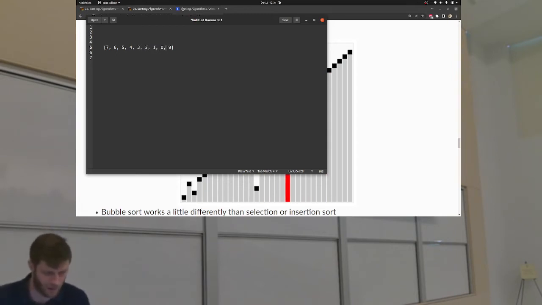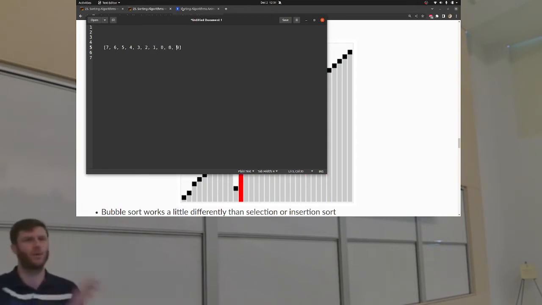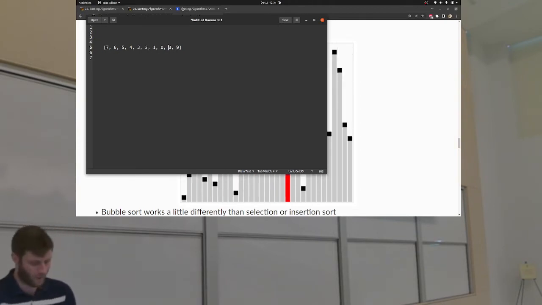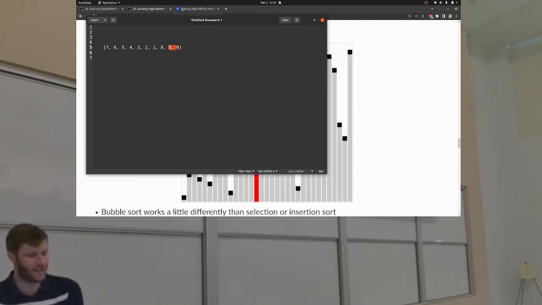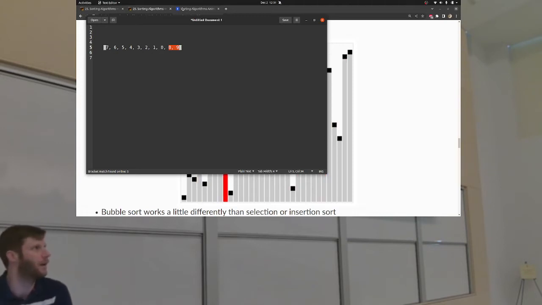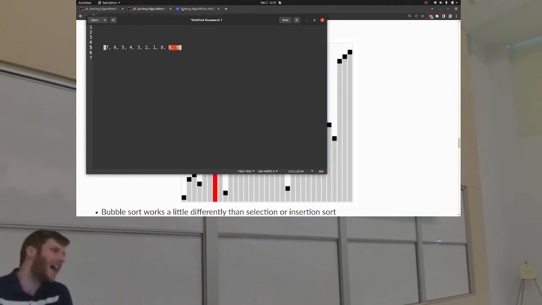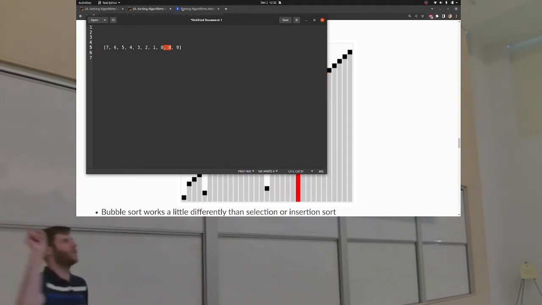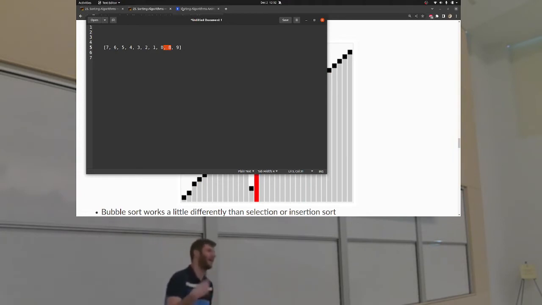Yeah, you're absolutely right. But remember, we're lazy computer scientists. You're thinking too hard. When 8 gets to here, there's no need to do this comparison, because I know 9 is where it belongs. And then when 7 gets where it belongs, there's no need to compare. So every time I do a pass, I actually have to do one less comparison every time.